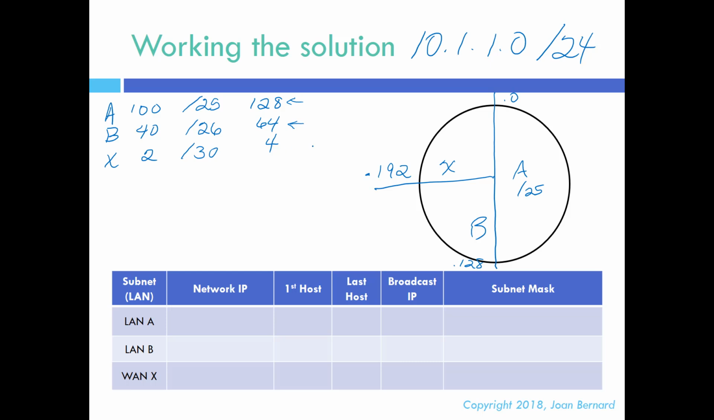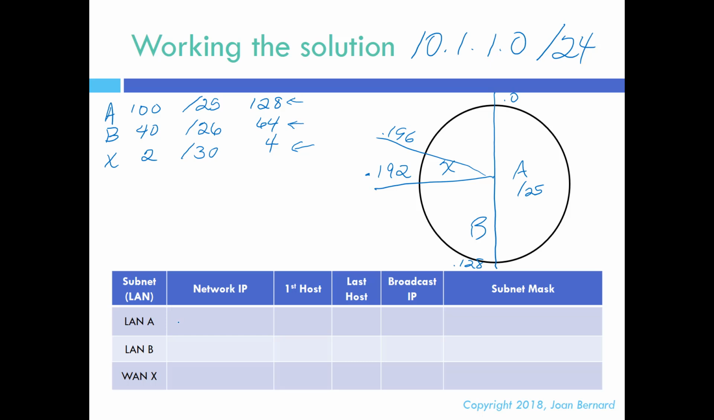And X needs 4. So 192 plus 4 is going to give me 196. So I'll put that out here. There's my next IP address. If I had other subnets, that's where they would start. So I have my network IP addresses. I'm going to just actually start them in the table right now.